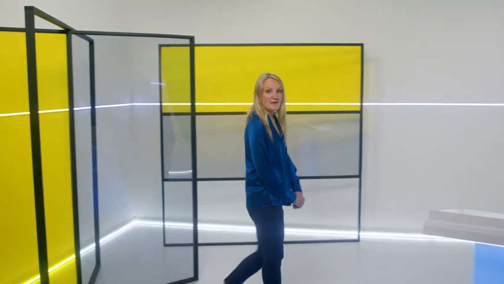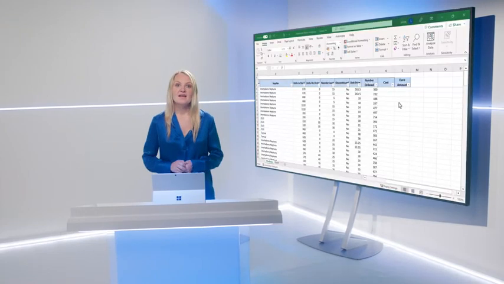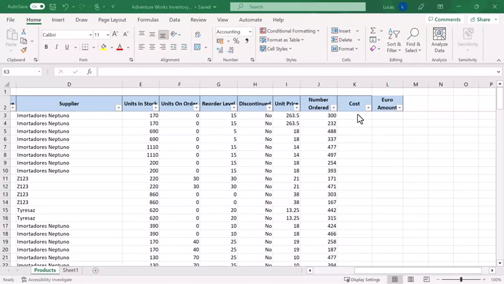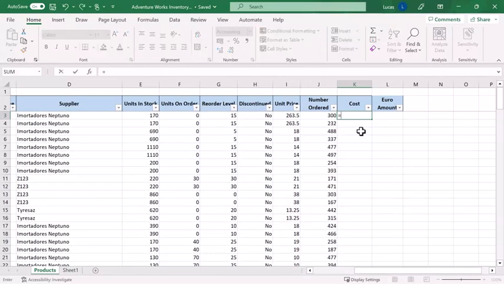Now that you're familiar with the basics of a formula, let's view it in action by helping AdventureWorks determine the cost of the items it's ordering from its supplier. Begin by positioning the cursor on K3, which is the cost column. This is the cell where the results should be displayed. Then type an equal sign. To determine the cost of the order, you need to multiply the contents of I3, the unit price, by the contents of J3, the number ordered. Select cell I3 to add that reference to the formula.